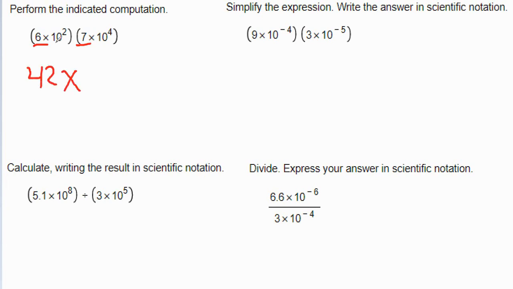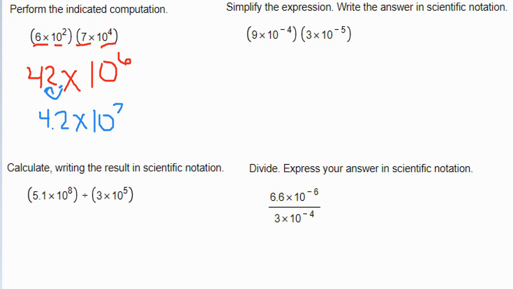And then for the exponents, 10 squared times 10 to the fourth, we add the exponents, so 2 plus 4 is 6. But this is not in scientific notation. We needed to have one number and then the decimal. So it's really the decimal right there. So we move it over left one, and that would give us 4.2 times 10 to the 7th power.